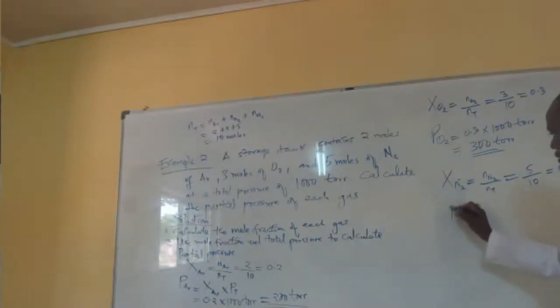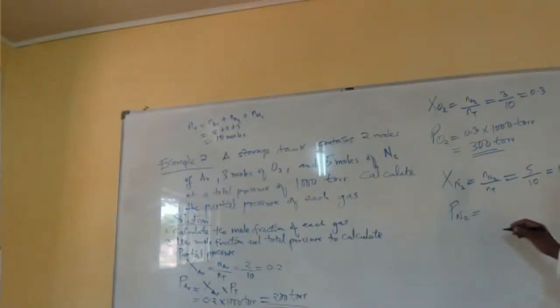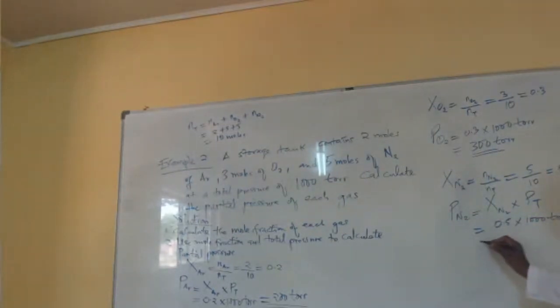The partial pressure of nitrogen will be equal to the mole fraction of nitrogen times the total pressure PT. So that will be 0.5 times 1000 torr, which is equal to 500 torr. So that is how you calculate the partial pressures of gases within a mixture.